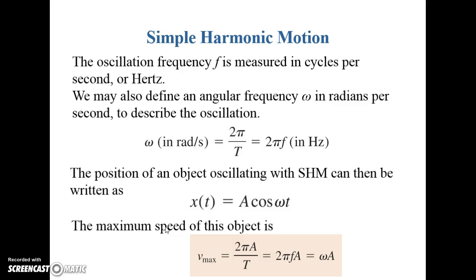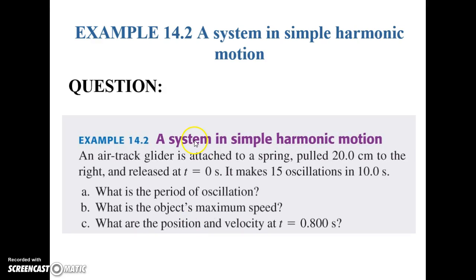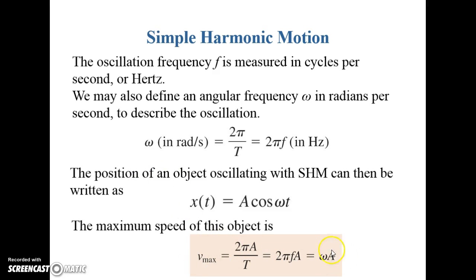Okay, let's back up. That's where this omega A comes from. That's the maximum speed. The negative sign would be included if we wanted a velocity and needed to know the direction.